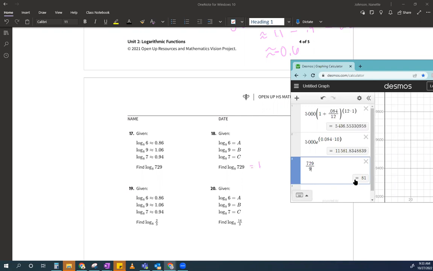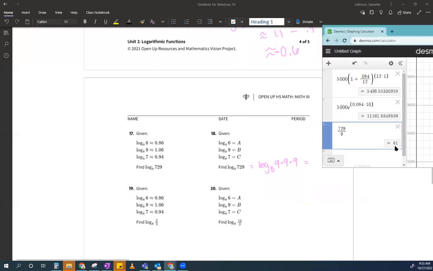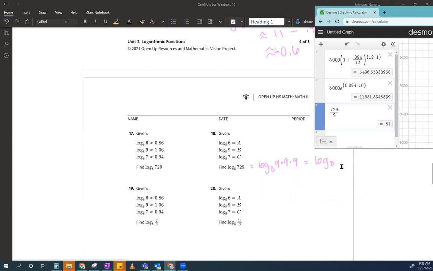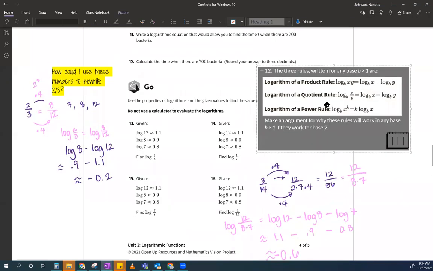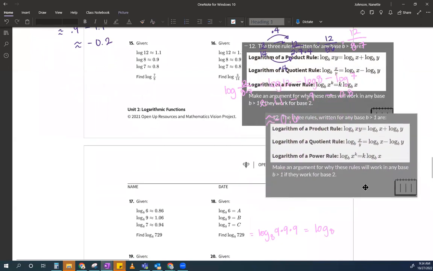Or alternatively, you could write log base 8 of 9 cubed. Okay, I saw this as 9 squared times 9, which would give me log base 8 of 9 cubed. That's how I see it. I tend to see things as exponents. I think that's just because my brain knows that that's a little bit faster for me to work with. So either way that you did this, either log base 8 of 9 times 9 times 9 or log base 8 of 9 cubed, now you're going to bring down my handy dandy rules up here, right?